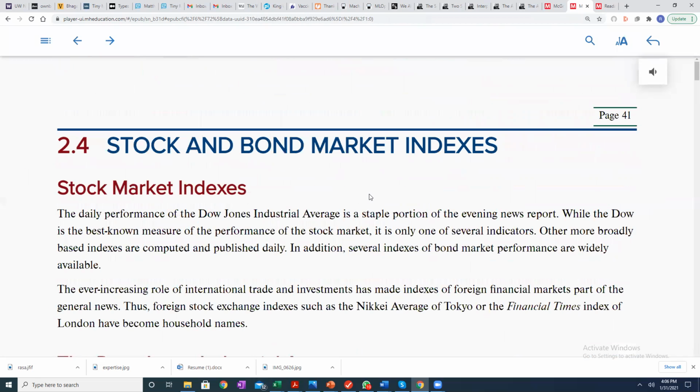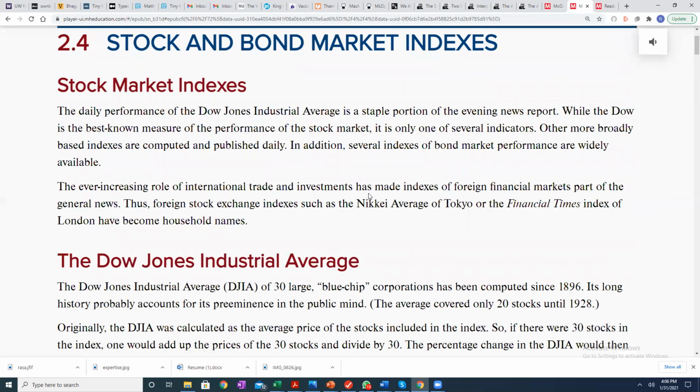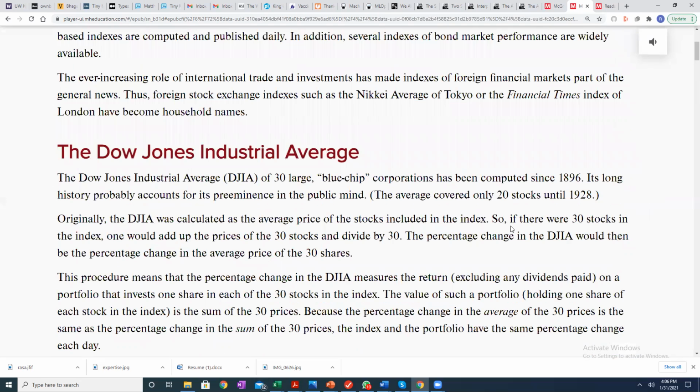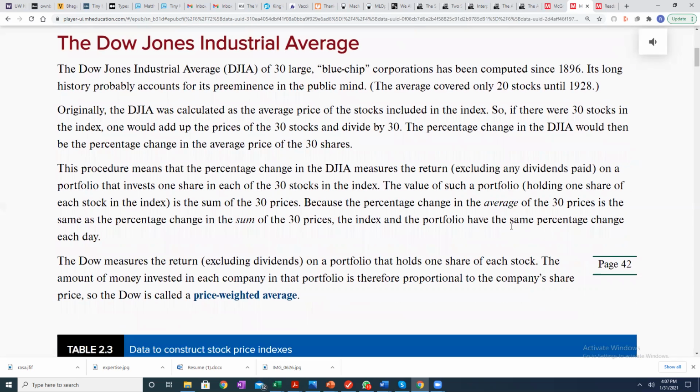Moving on. So you have the Dow Jones Industrial Average, which is one of the indexes. It also made the indexes of the foreign financial markets part of the general news. So we talk of the Nikkei in our market analysis. The DJIA has 30 large blue chip corporations. Tesla recently entered there.